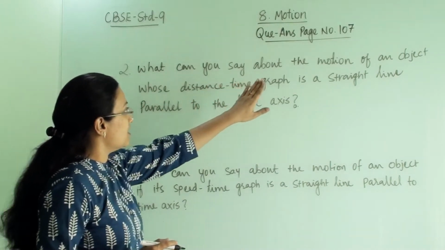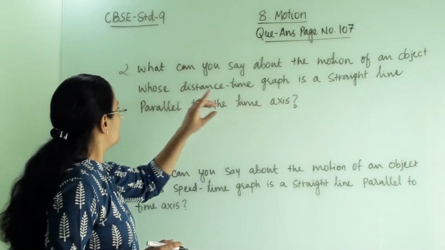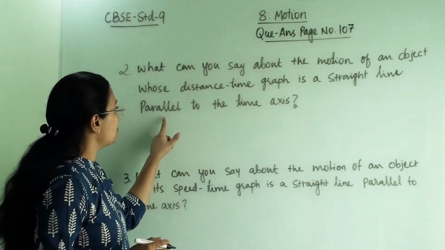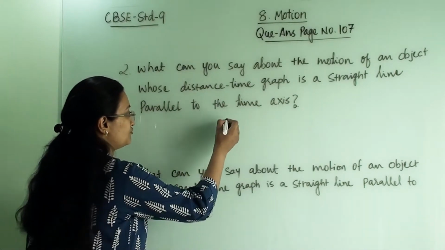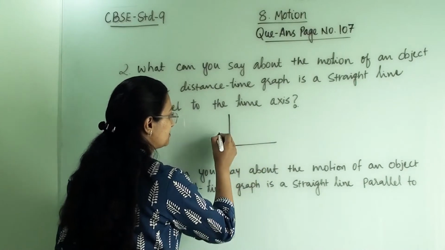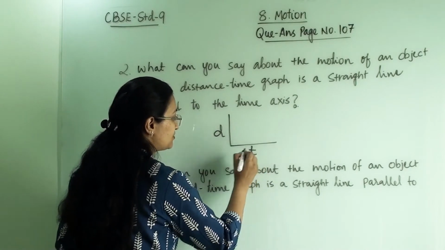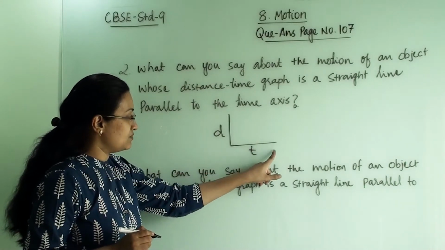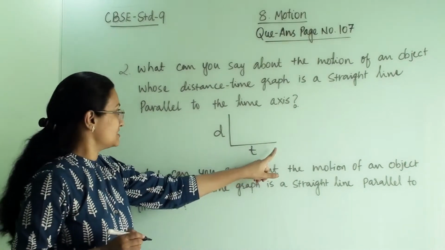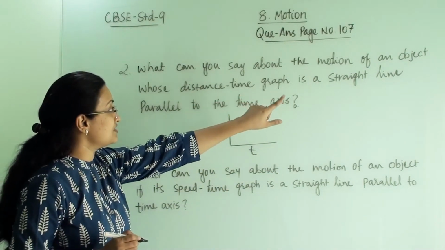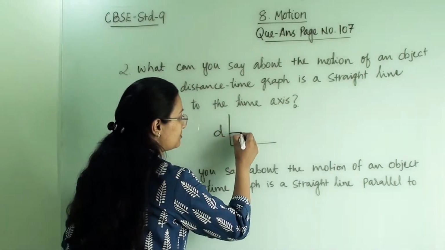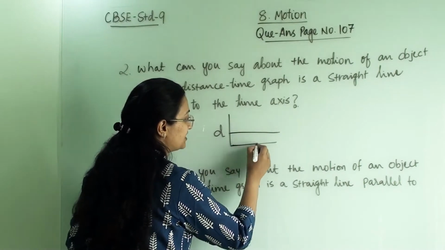What can you say about the motion of an object whose distance time graph is a straight line parallel to the time axis? So first of all, the distance time graph is something like this. Distance will come here at the y-axis, time t will come here at the x-axis. A straight line parallel to the time axis is something like this.